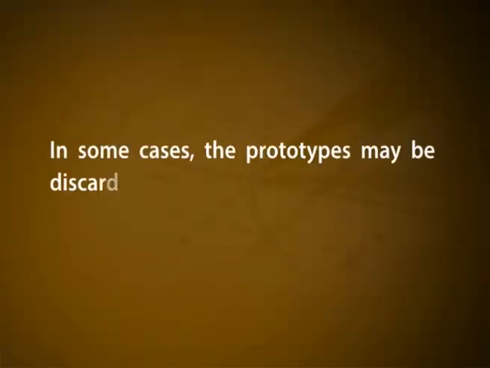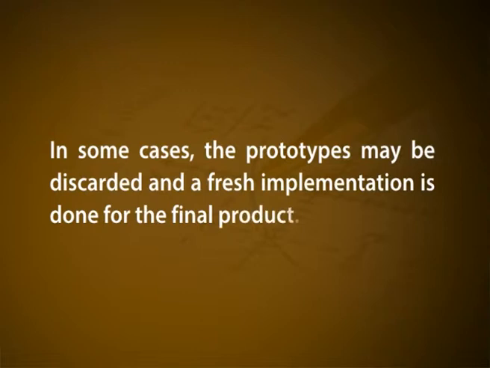The classical waterfall model is the most obvious way to develop software, but it is not a practical model. The incomplete versions of the final product, called prototypes, are built and evaluated in the incremental model. In this model, these prototypes are evolved into complete final products by adding additional features, and this approach is called evolutionary prototyping. In some cases, the prototypes may be discarded and a fresh implementation is done for the final product. This approach is known as throw-away prototyping.